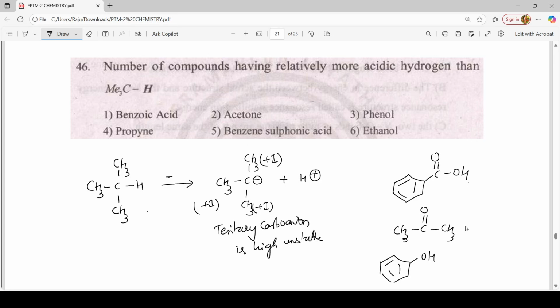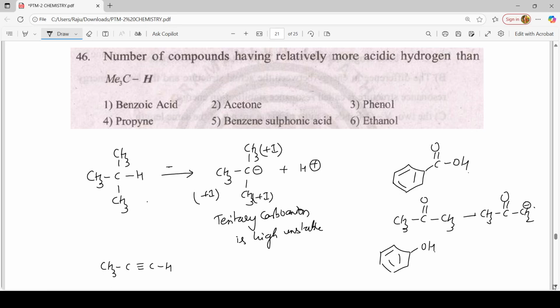And you come to the case of acetone. Here in acetone, when CH2 minus forms, it can form the stable enolate ion. Propyne, the hydrogen is attached to the triple bonded carbon. This is also more acidic.